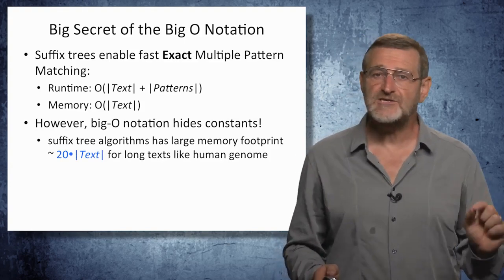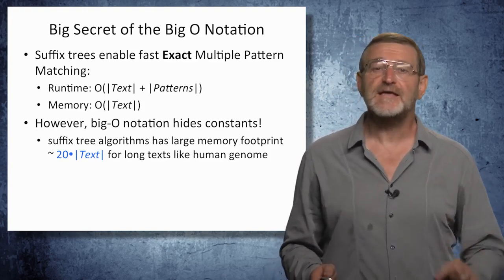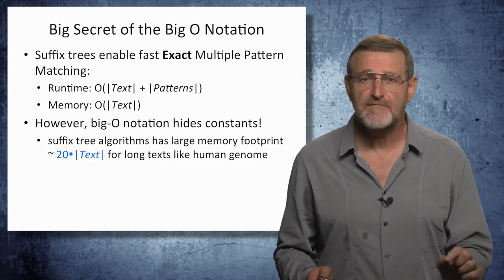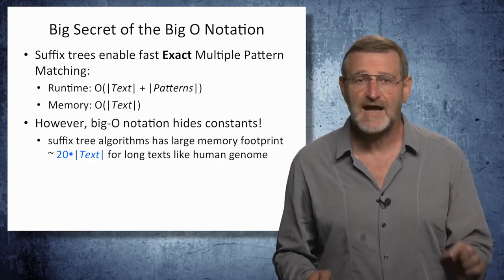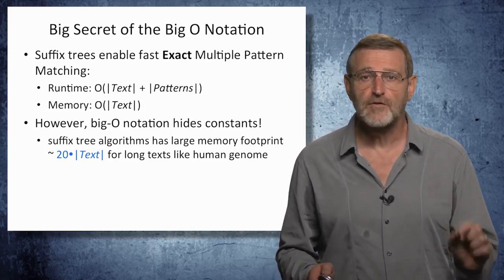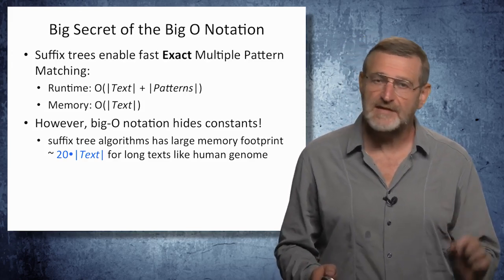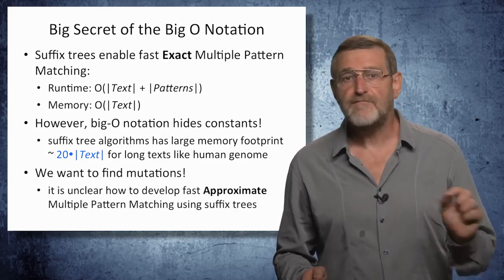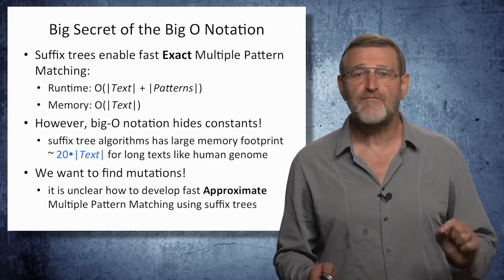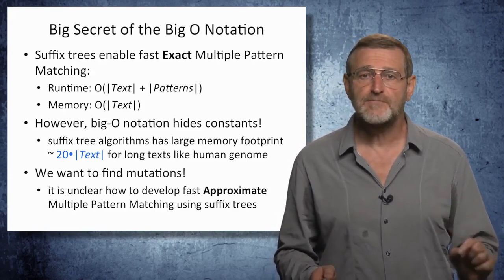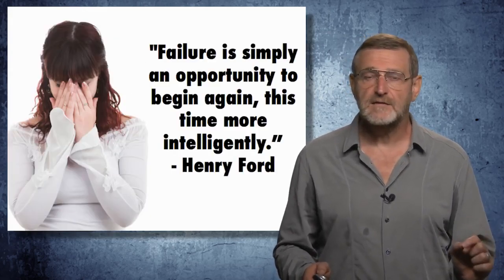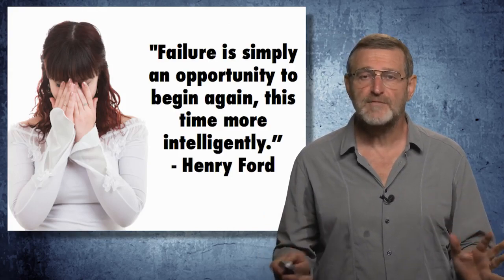However, big O notation hides constants, and the best known implementation of the suffix tree has a large memory footprint of 20 times |Text|, which is a very large memory requirement for long genomes like the human genome. But even more importantly, we want to find mutations, and it is not clear how to develop a fast approximate multiple pattern matching algorithm using the suffix tree. So once again, we are facing an open problem that we have to solve.